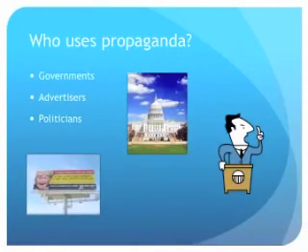So who uses propaganda? Well, typically we'll see propaganda referred to in uses by government, in advertising, and we're going to look at some examples, particularly of advertising today, and very often used by politicians.